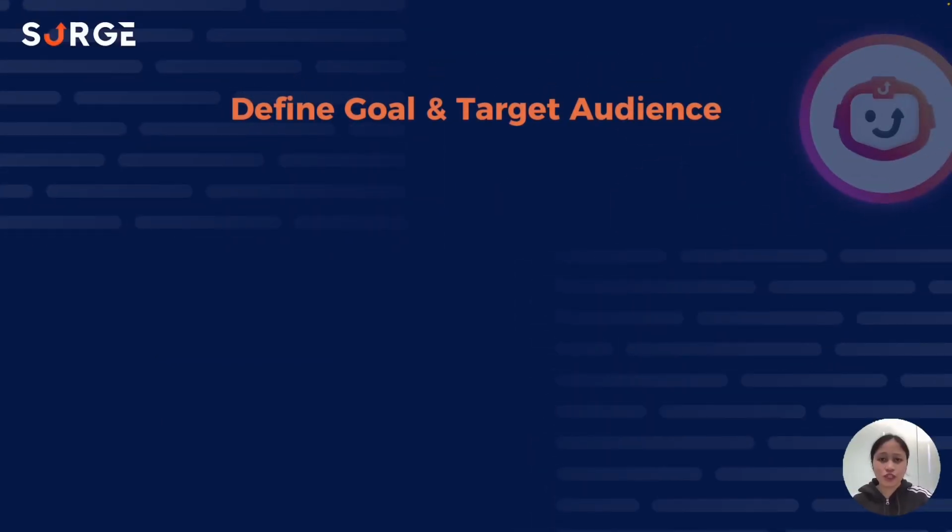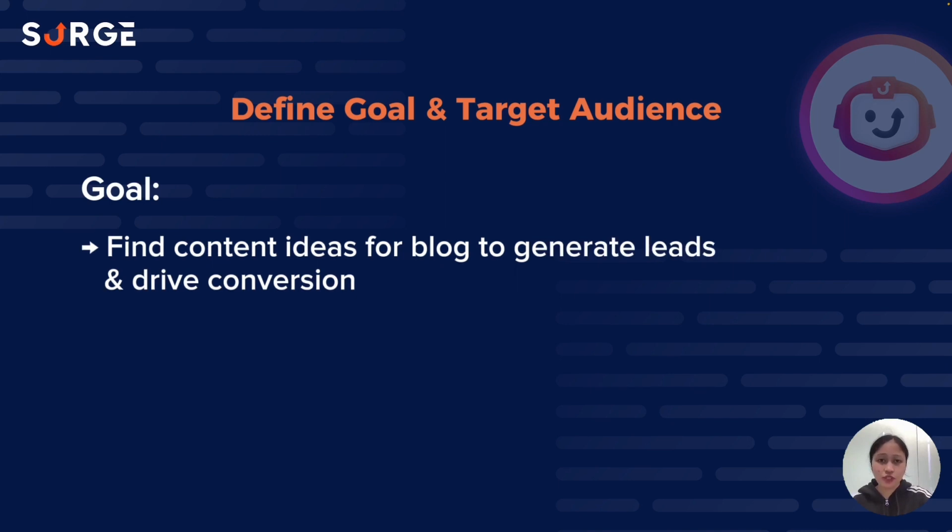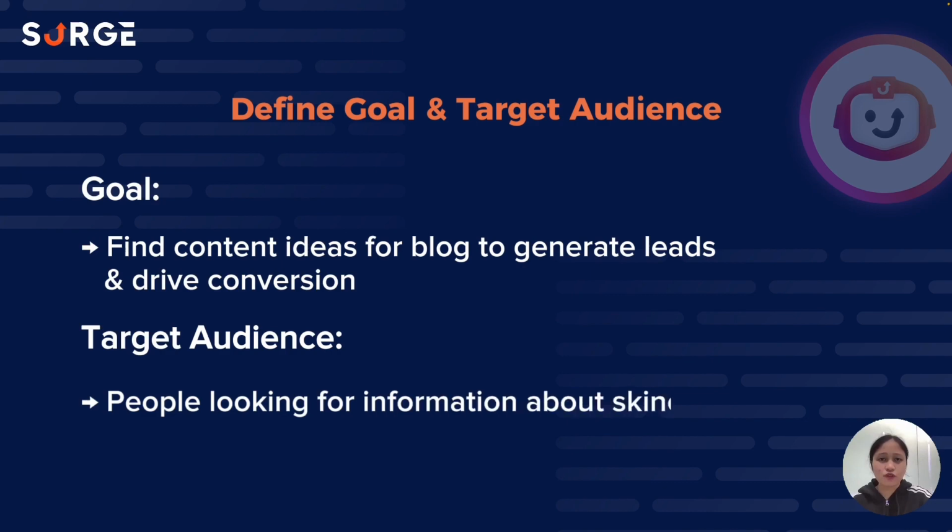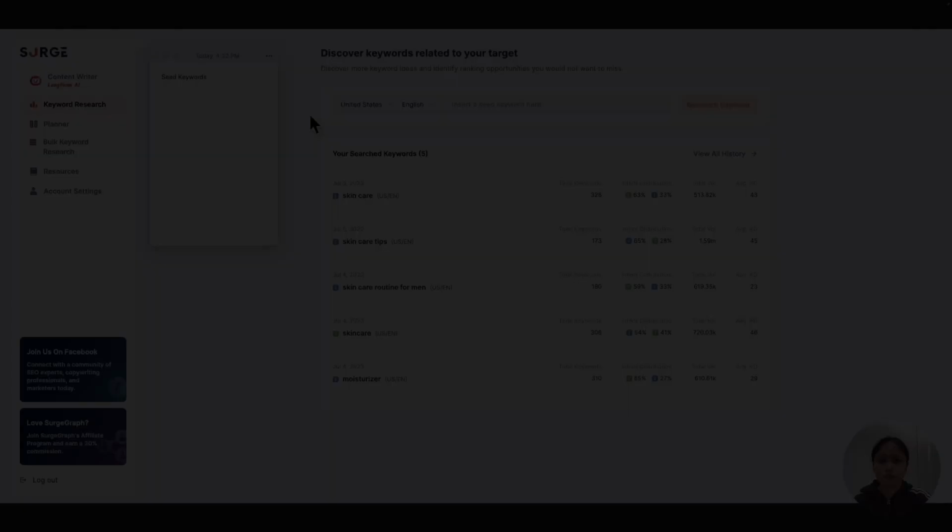The first step to keyword research is defining your goal and target audience. What are you doing keyword research for, and who are you targeting? For demo purposes, let's pretend I own a skincare line. The goal I'm doing keyword research is to find valuable keyword and content ideas to build my blog, rank for content, and drive organic traffic to generate leads and increase conversions. And so the target audience for my blog is people looking for information about skincare.